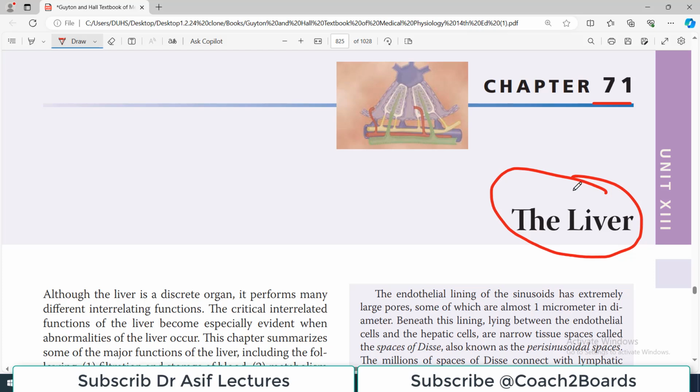Obviously you first have to go through my lectures in which we covered the anatomy of the liver, and then it is also very important to understand the histology of the liver, because without doing those things it will be very difficult for you to understand the physiology. So my strong recommendation is that you watch those videos first, the anatomy of liver and the histology of liver. I can give the link in the description of this video so that you can go and watch those videos too.